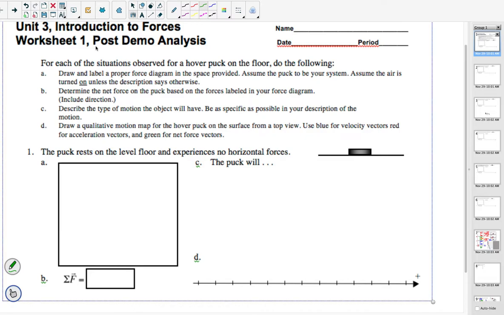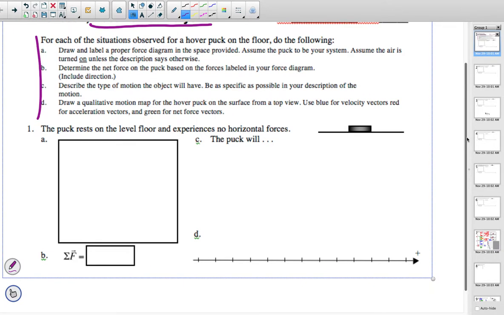The puck demo analysis. We have that really cool air puck that we saw in class. And for each of these situations, you can either imagine and or watch the videos that are also posted in a playlist with this assignment. Please make sure that you've read all of the directions so you know how to do all the parts, but we're just going to pick things up and run with it from here.